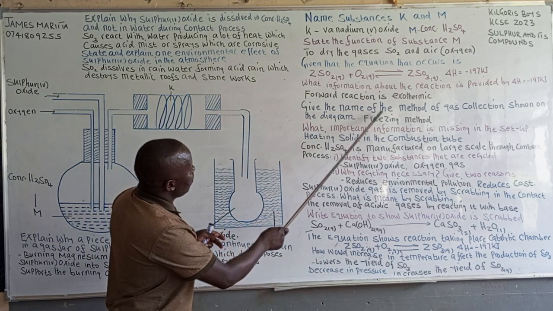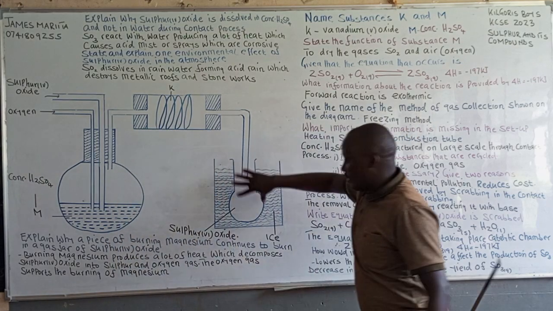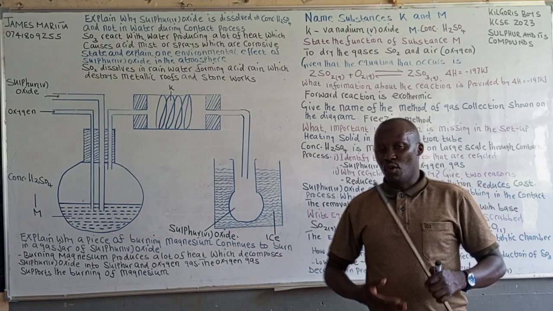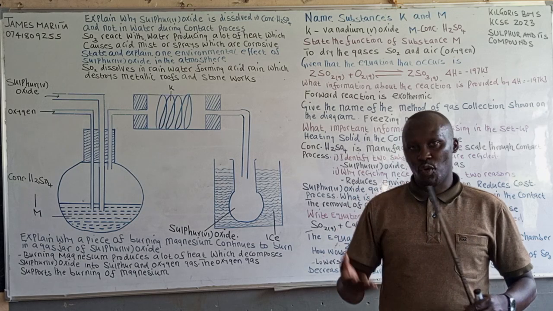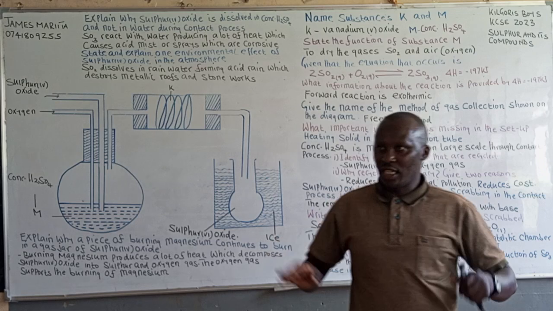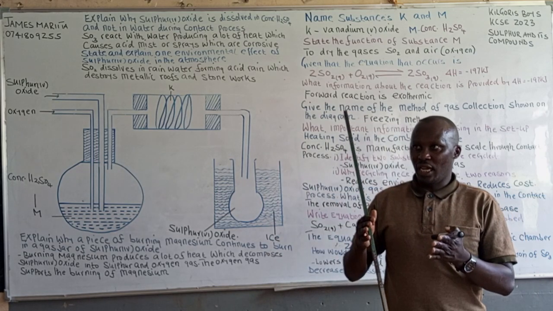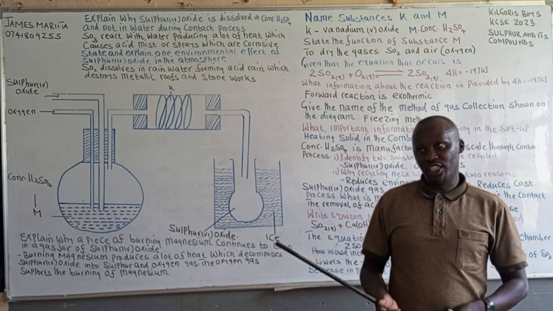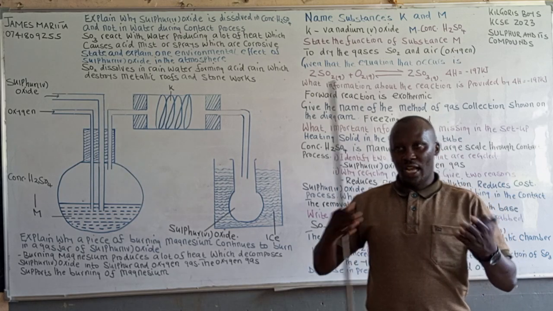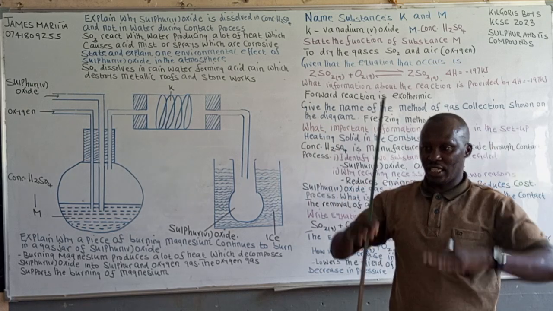Now, give the name of the method of gas collection shown on this diagram. You can see the method of this gas collection. We have various methods of gas collection. We have those gases which are slightly soluble in water, like oxygen gas, which is normally collected over water because it is slightly soluble in water. We have other gases which are insoluble in water, like hydrogen. Hydrogen gas is normally collected by two methods. When the gas is dry, it is normally collected by upward delivery because it is less dense than air.